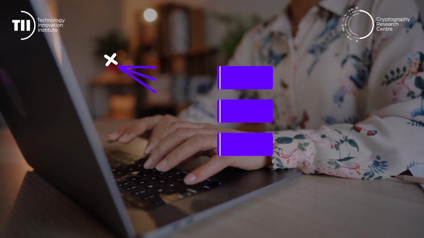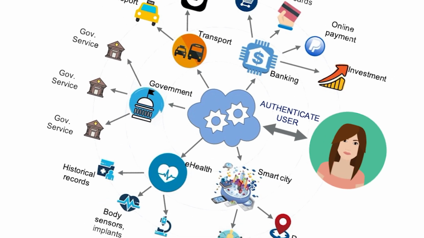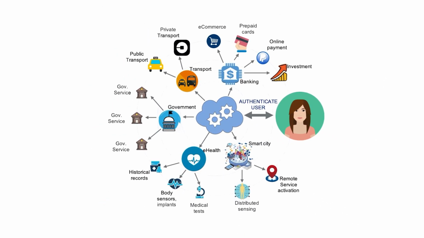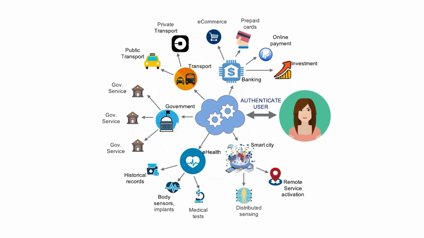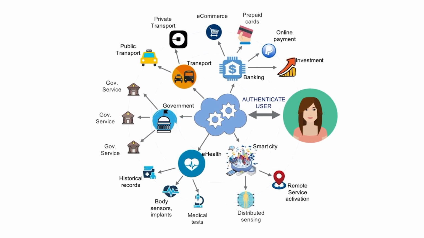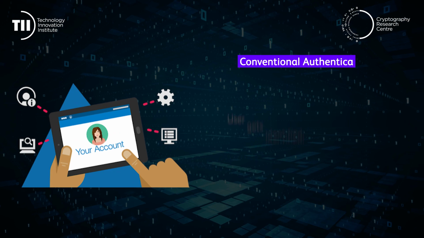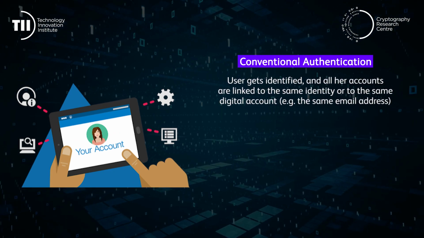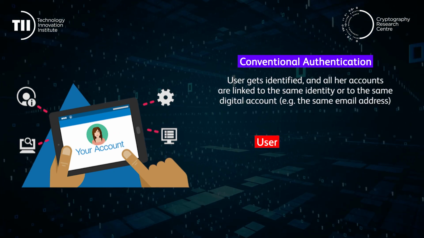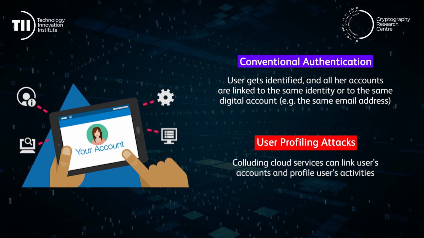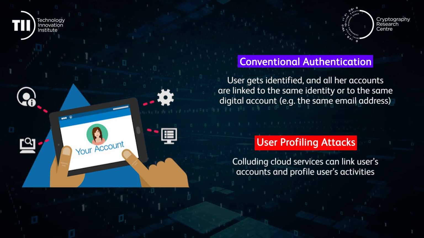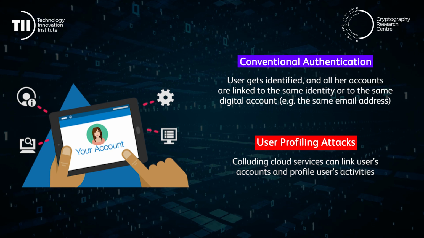So it is straightforward for a set of colluding cloud services to link the different accounts that users have online. This implies that users' activities can be easily traced, and cloud services can generate highly detailed user profiles containing sensitive information by simply snooping when and to which service a user is accessing.